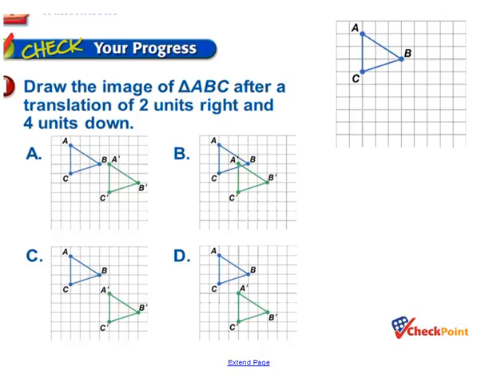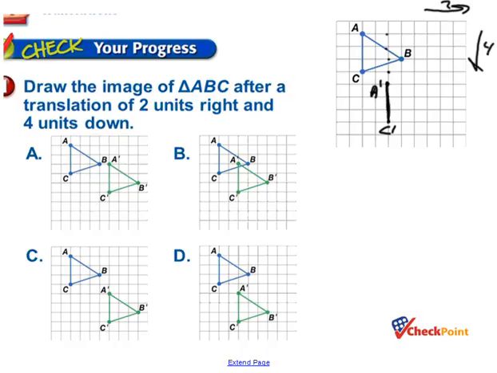It says draw the image of triangle ABC after a translation of 2 units to the right and 4 units down. So I'm going to do point A here, 2 units to the right, 1, 2, and 4 down, 1, 2, 3, 4. That becomes A prime. C becomes 2 right, 4 down, so this becomes C prime.